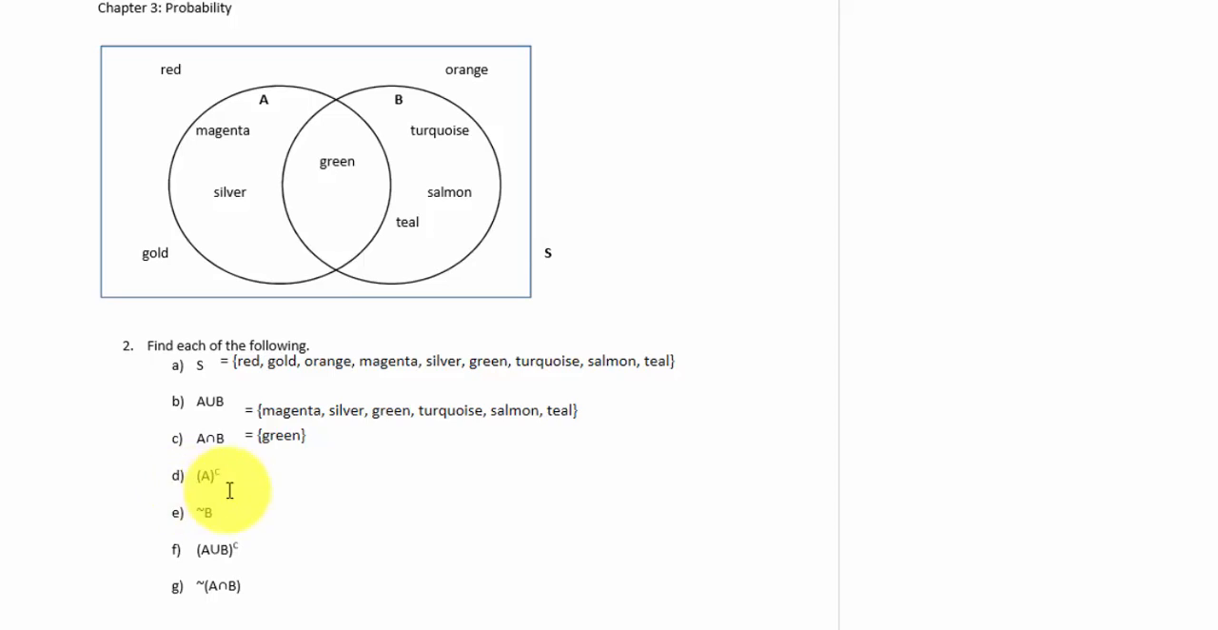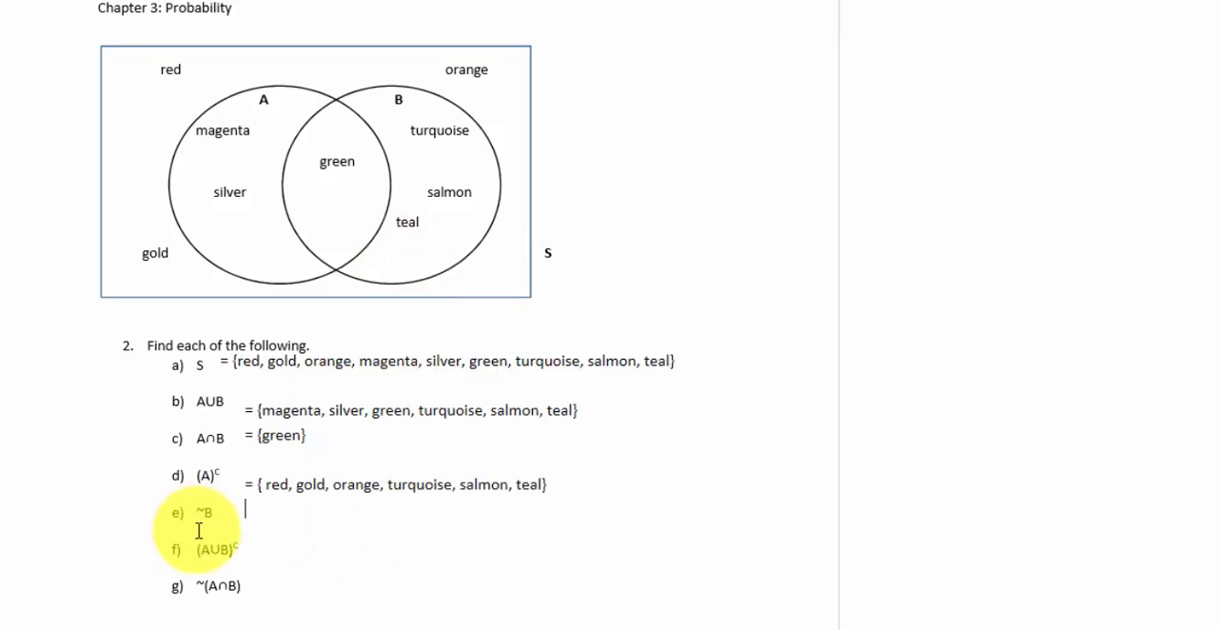For part D, we want the complement of event A. So every color that is not in event A. So we don't want magenta, silver, and green. We want all of the other colors. So red, gold, orange, turquoise, salmon, and teal.